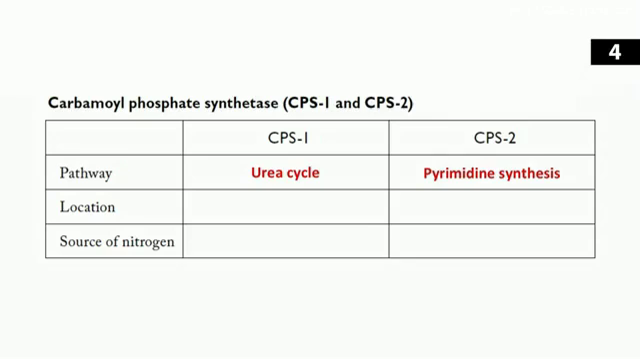The second difference is the location. CPS1 is found in the mitochondria. CPS2 is found in the cytosol. And then the third point is that the sources of nitrogen are different. CPS1 uses nitrogen from ammonia, and CPS2 uses nitrogen from glutamine.